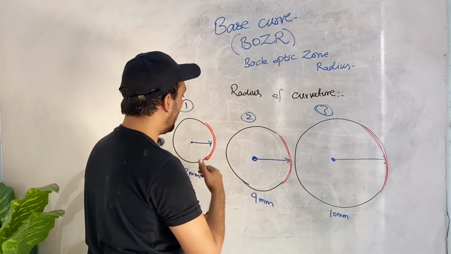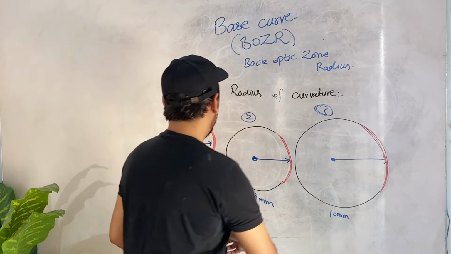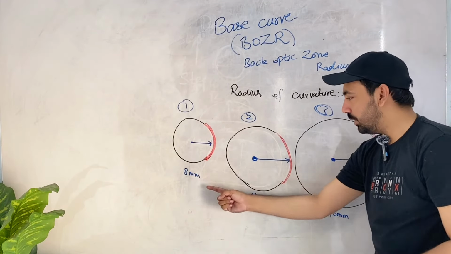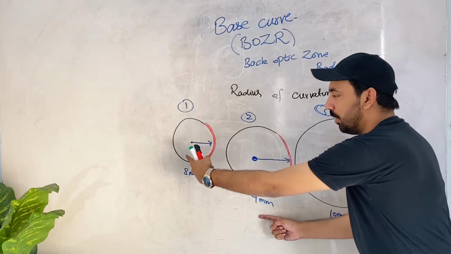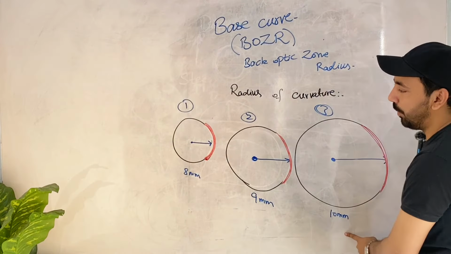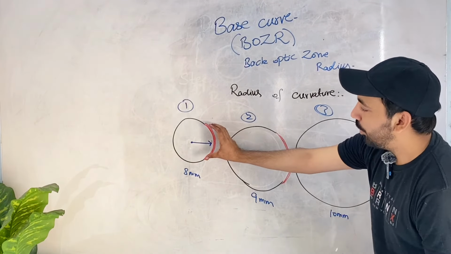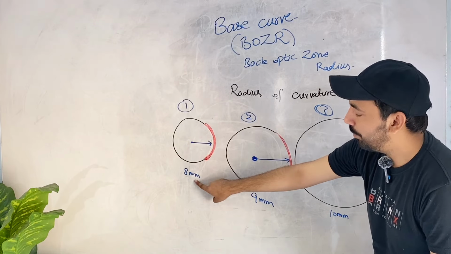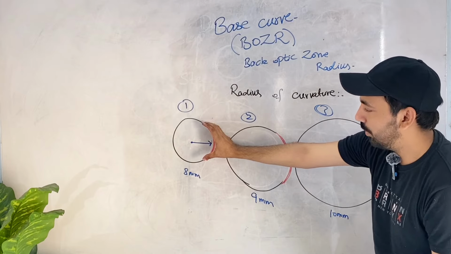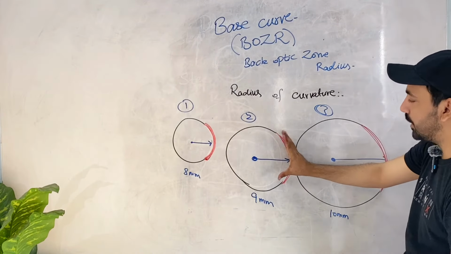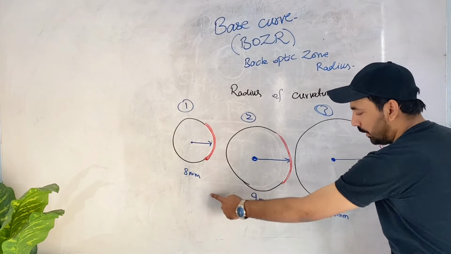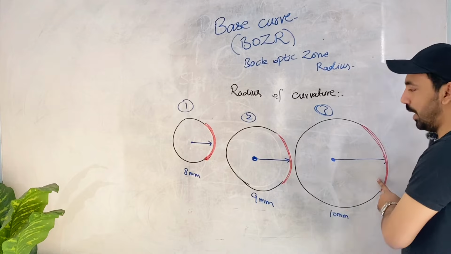Now let's extract the actual concept of the base curve. At circle number 1, the base curve was smaller, and when we move from this point to this point, the base curve is increasing, right? 8 mm, 9 mm, and 10 mm. When we increase the base curve, you see the lens is getting flatter. At 8 mm base curve, the contact lens was steeper, right? And as we increase the base curve, the lens is getting more and more flatter, right?